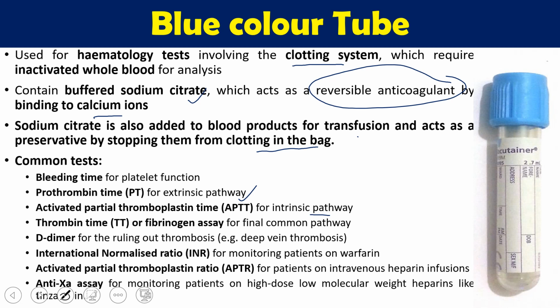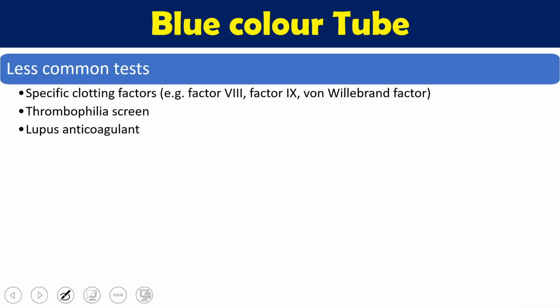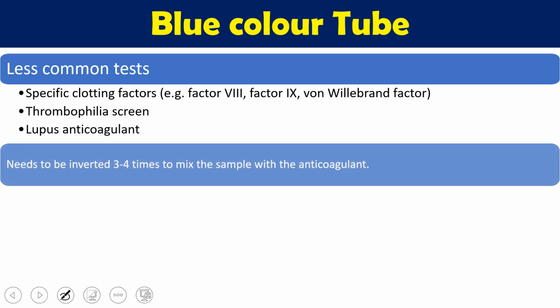So for all these purposes, these are some of the common tests where we are going to use these blue color vials. There are some less common tests as well, like thrombophilia screenings, lupus anticoagulants, and specific clotting factors like factor 8, factor 9, or von Willebrand factor. So these are some of the less common tests.